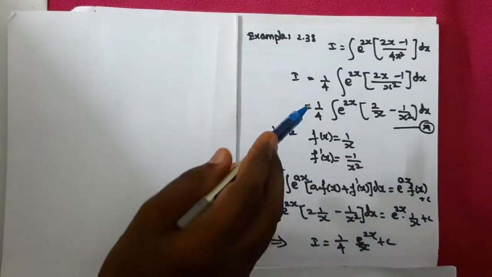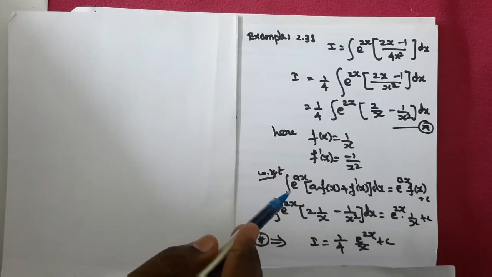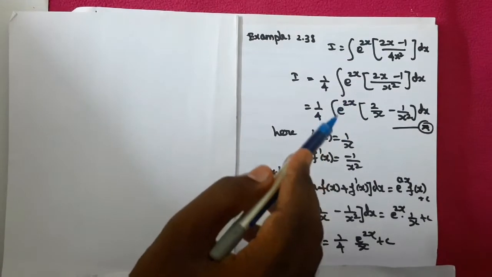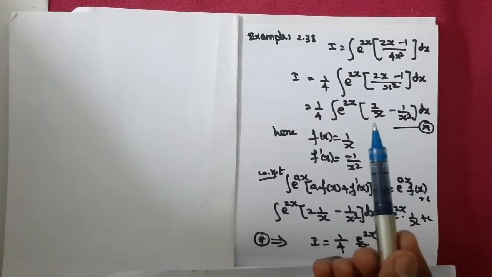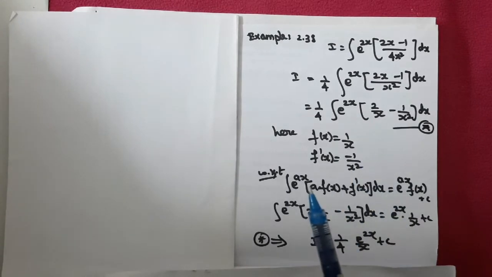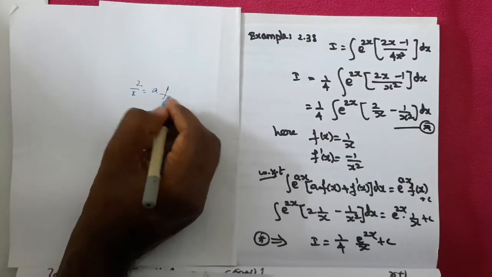And now we are going to compare it with the formula, right? In this formula, e power ax is compared with e power 2x. So e power ax equal to e power 2x. See that 2x will be equal to ax. So obviously the a value will be 2, right? And then 2 by x will be compared with a into f of x.